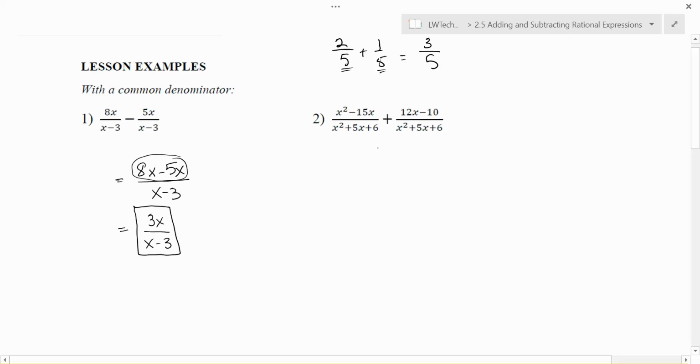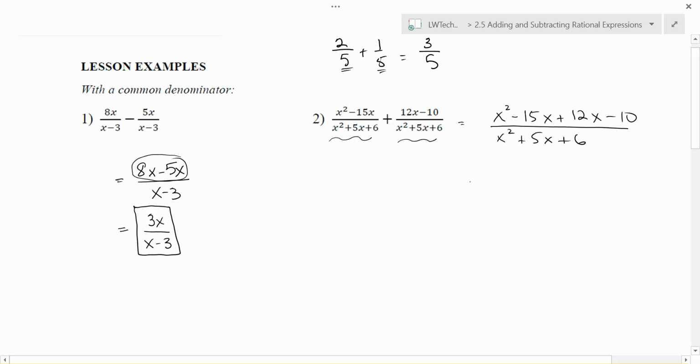In problem number 2, same sort of thing. In this case, notice we're pretty lucky. We have a common denominator. It's a pretty big one, but that's okay. So what that means is we keep the denominator the same. It's still x squared plus 5x plus 6. But then I need to add everything that's in the numerator. So I had x squared minus 15x plus 12x minus 10. So I had this part plus this part. So I can just write that expression out right here.